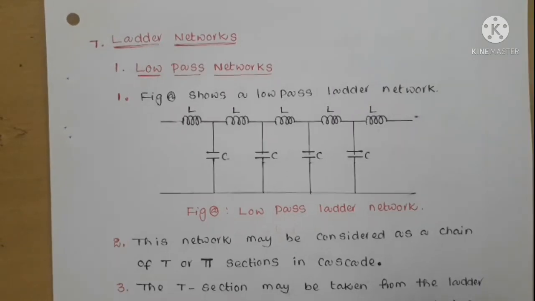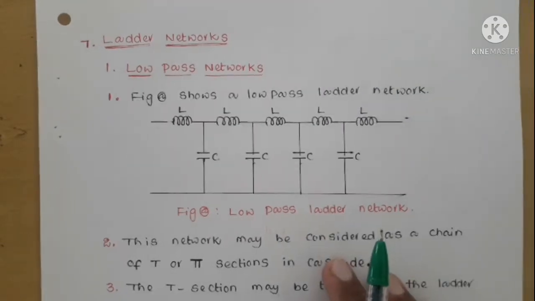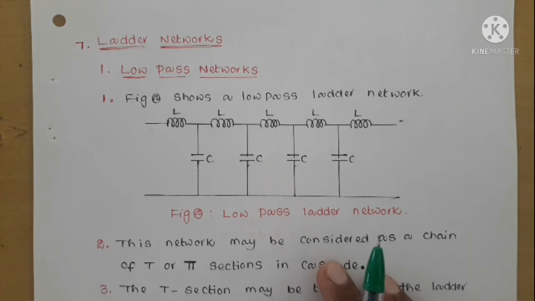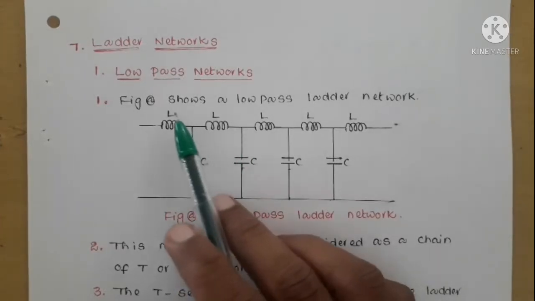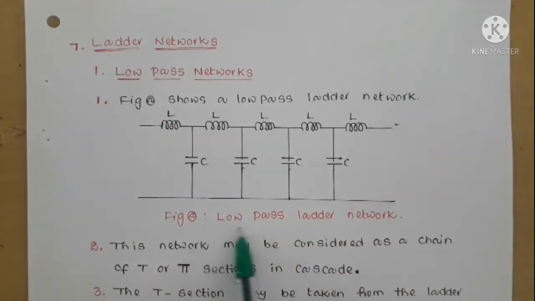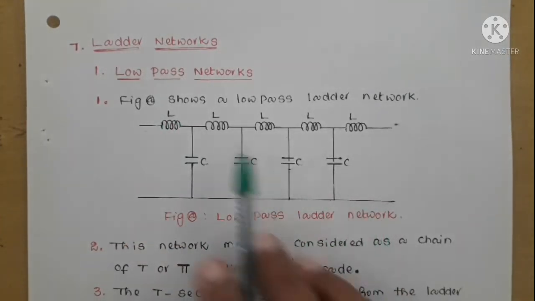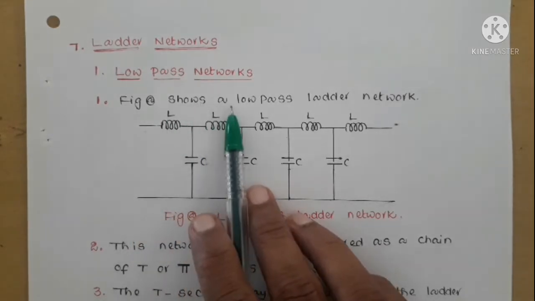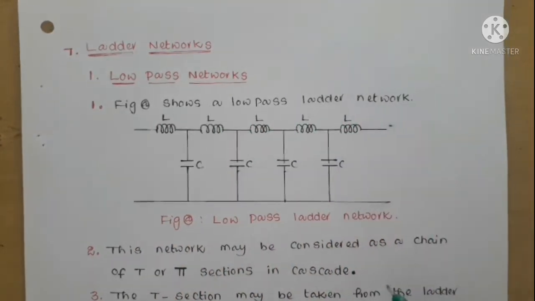Ladder networks. Ladder networks are of two types: low pass networks and high pass networks. First we see the low pass networks. This is figure A. Figure A shows a low pass ladder network.